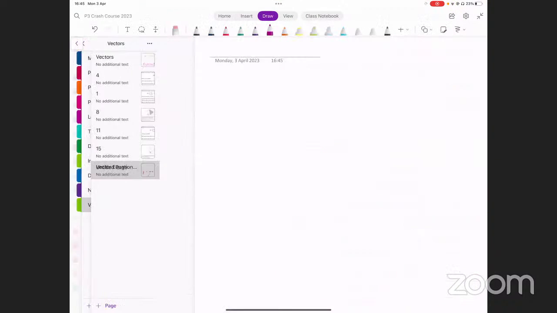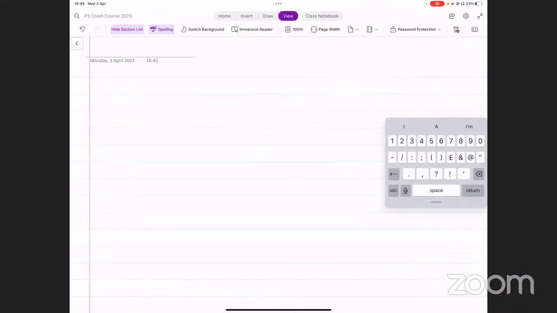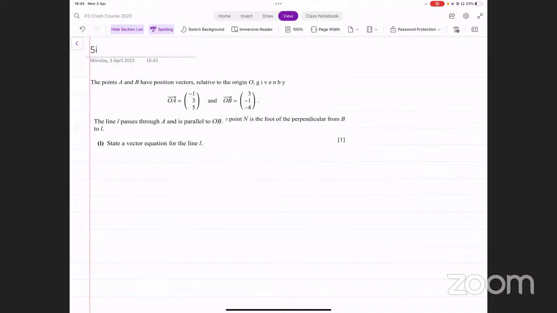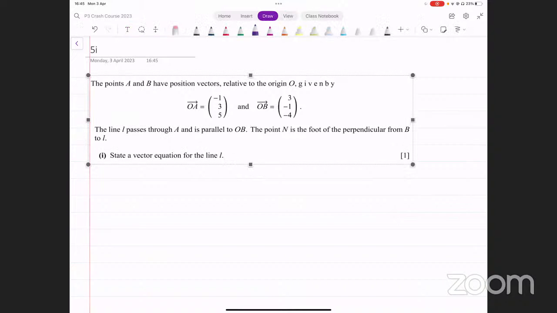Let's try this. This is question number 5 from the worksheet. We are only going to look at the first part for now. We have these 2 points, A and B. They have their position vectors given relative to the origin, O. OA and OB, we have their position vectors. There's a line L that passes through A. So A is a point that lies on the line, and it's parallel to OB. Given this, we need to state a vector equation for the line L.